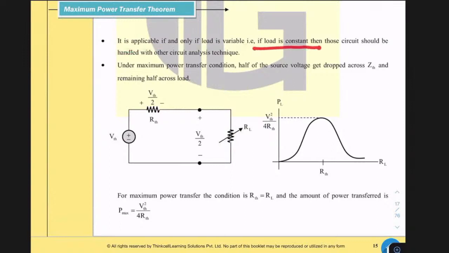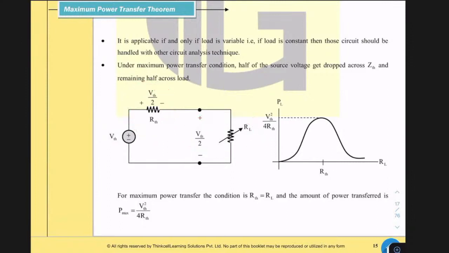If the load is constant, then those circuits should be handled with other circuit analysis. That means if the load is constant, that circuit doesn't come under the discussion of the maximum power transfer theorem. When maximum power transfer happens, there are different ways to interpret it. But one fact you should always remember is, if this is a variable load and somebody is saying that maximum power transfer is happening to the load, then the source voltage VTH is divided equally across RTH and RL. That means under the maximum power transfer condition, the drop across RTH will be VTH by 2 and the drop across RL will be VTH by 2.